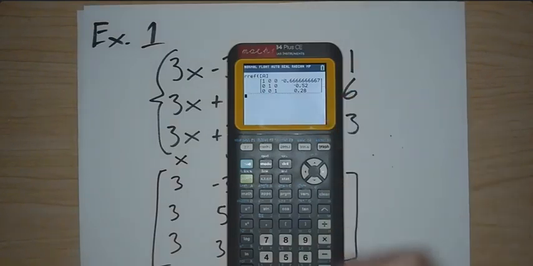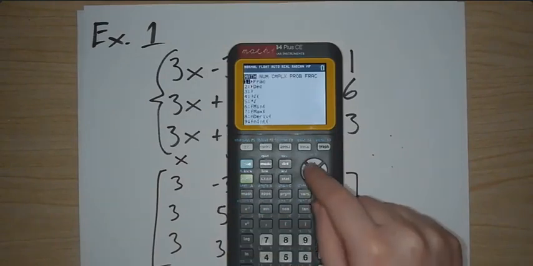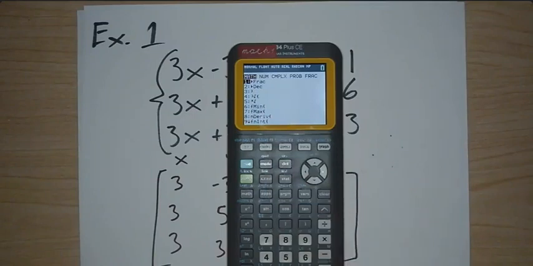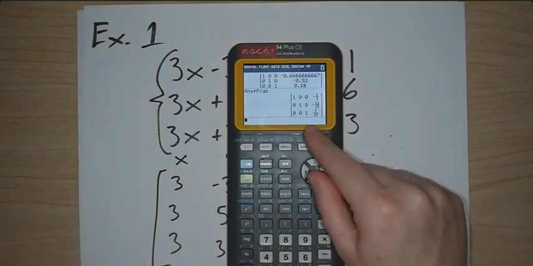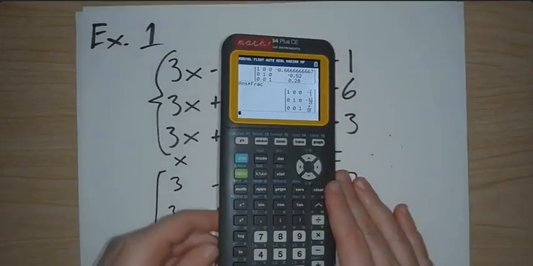However, it's in decimals, so I want to make that into fractions. So what I'm going to do is press math, this button right here, and go to fraction. It's already on fraction 1. I'm going to press enter, and it says answer fraction. I press enter again, and it provides us with the last answer in fraction form. So we now have the simplified matrix, and this provides us with our answer.